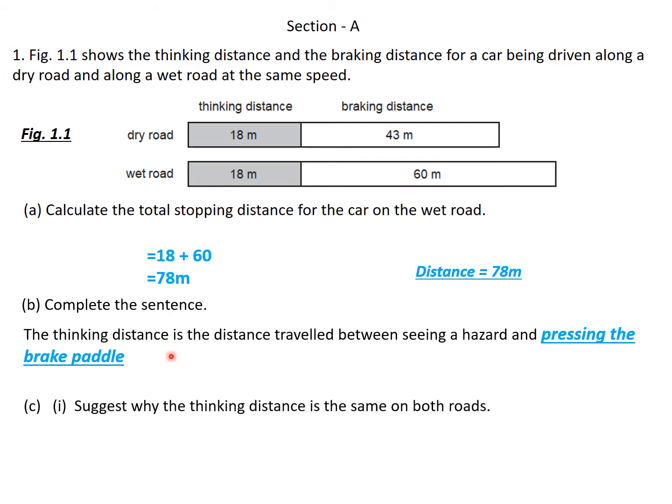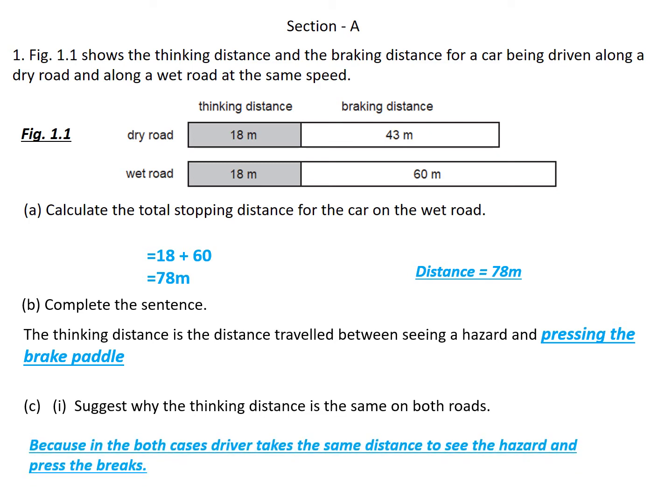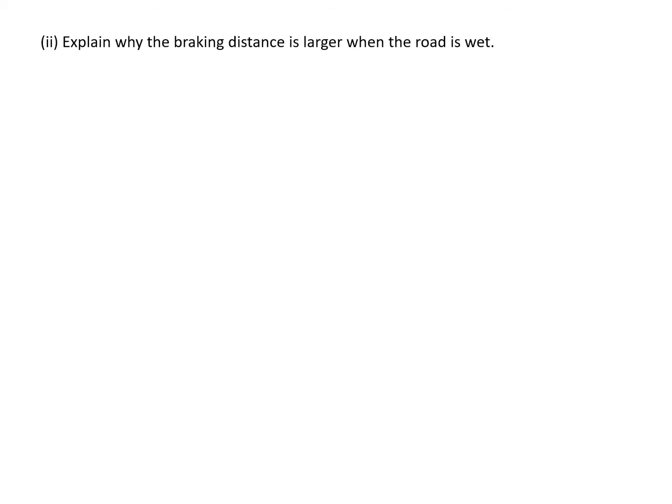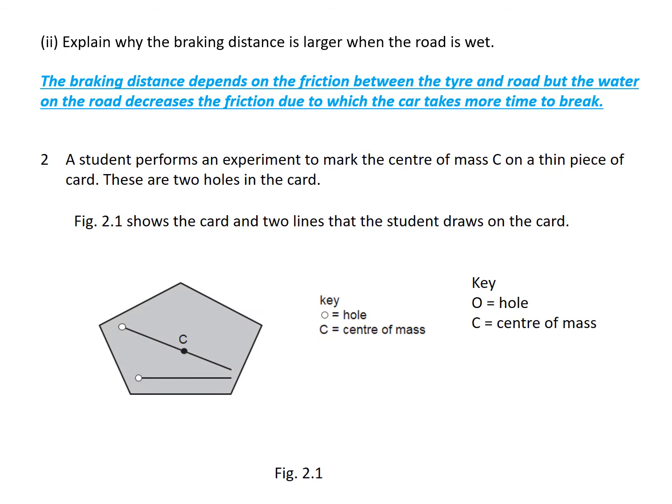Part C, Part 1. Suggest why the thinking distance is the same on both roads. Answer. Because in both cases, the driver takes the same distance to see the hazard and press the brake. Part 2. Explain why the braking distance is larger when the road is wet. Answer. The braking distance depends on the friction between the tire and the road, but the water on the road decreases the friction, due to which the car takes more time to brake or stop.